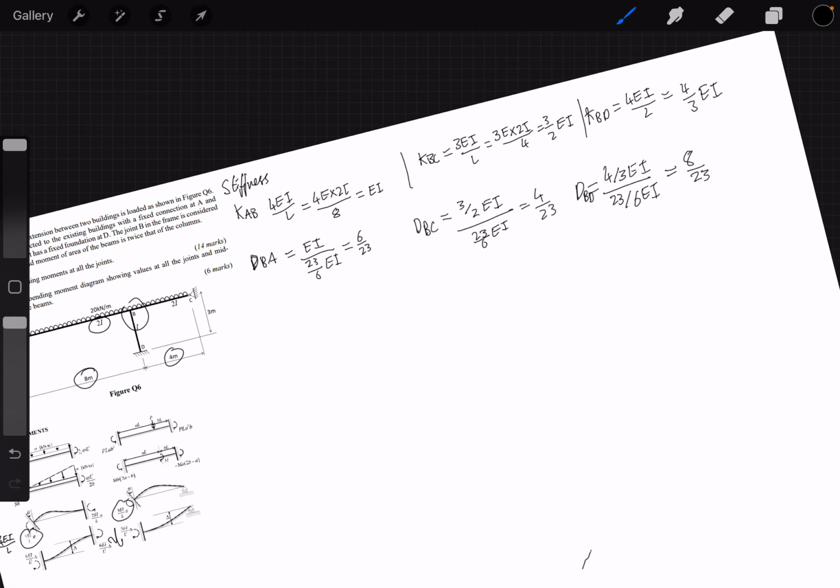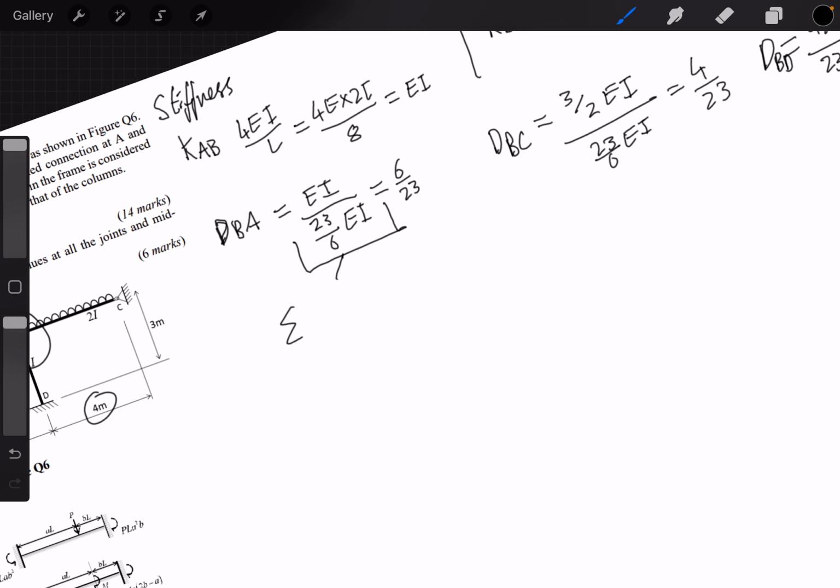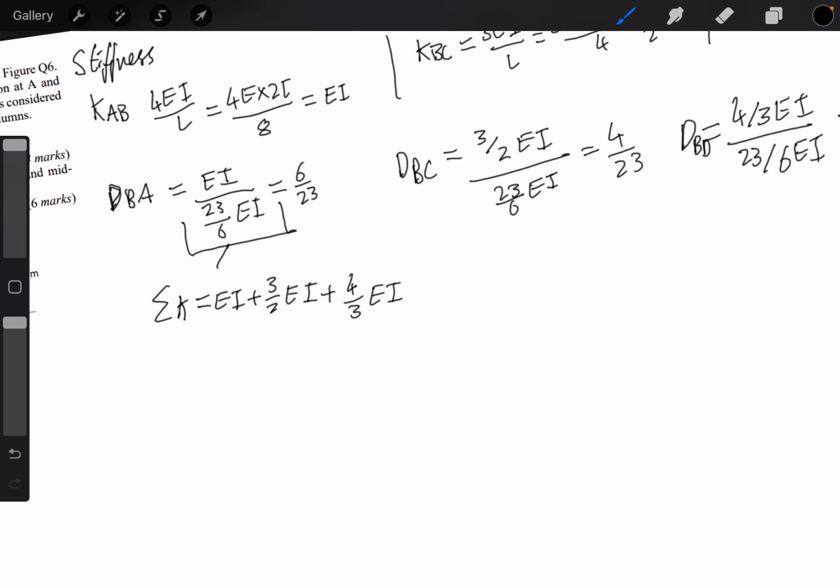Wonderful. By the way, this is found out, and I'll just show you here just to make it easier. It's the sum of all the k's, which is EI plus 3 over 2 EI plus 4 over 3 EI, which, when we add it all up, is 23 over 6 EI. Perfect.